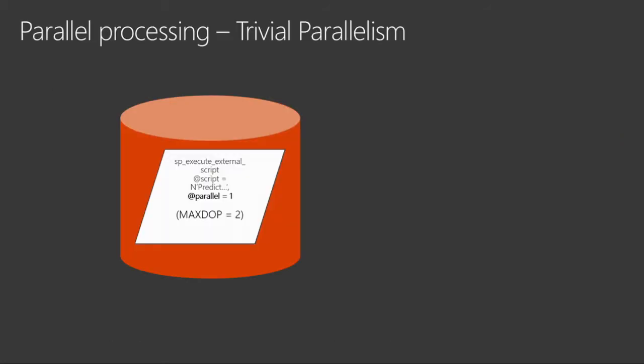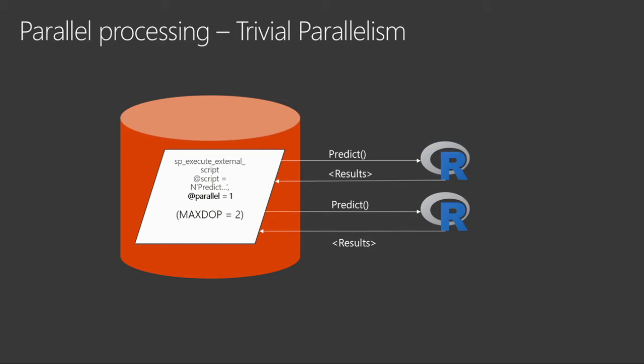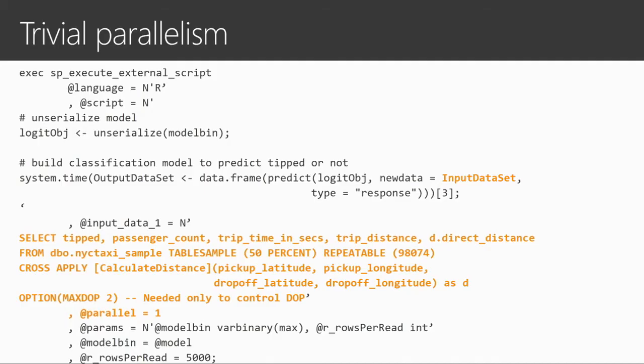All right, so just a quick recap on the parallel processing. How do you leverage this trivial parallelism? We have another parameter called parallel. You set that to 1, and then the number of parallel processes that can execute depends on your max DOP setting. In this case, the max DOP is 2, so we will get 2 parallel processes executing our R scripts, and we'll send the results back to the server.